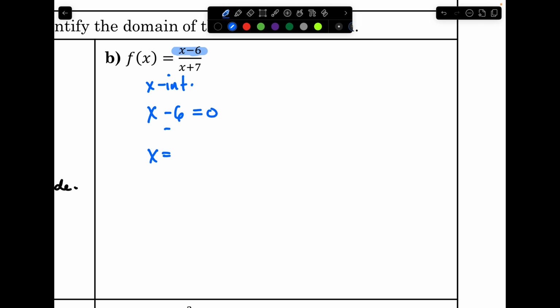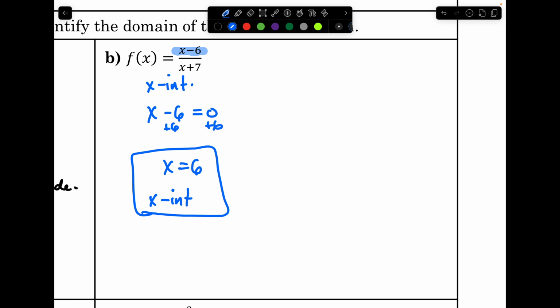And by adding 6 to both sides, the solution to this equation is positive 6. So this is our x-intercept, assuming again that this number isn't excluded in the domain. So now let's identify our domain.